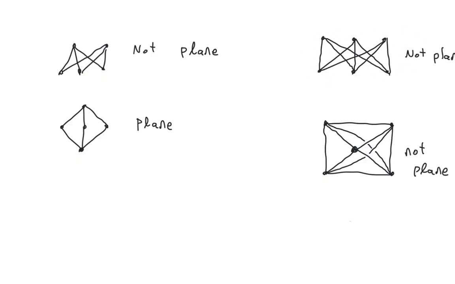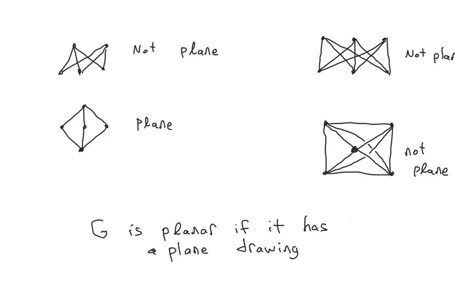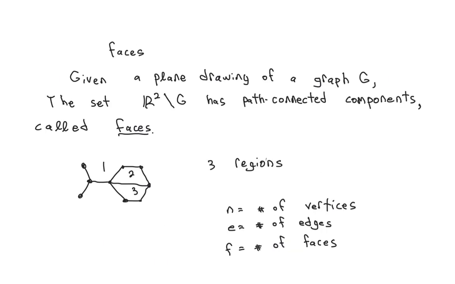And similarly with K5. So here you see that the trick we had before no longer works. You have a lot more crossings. As we will see, it turns out it's impossible to draw these two graphs in the plane without having a crossing. So we'll say that a graph G is planar if it has a plane drawing. As we'll see in the next video, there are ways to tell if a given graph is not planar.